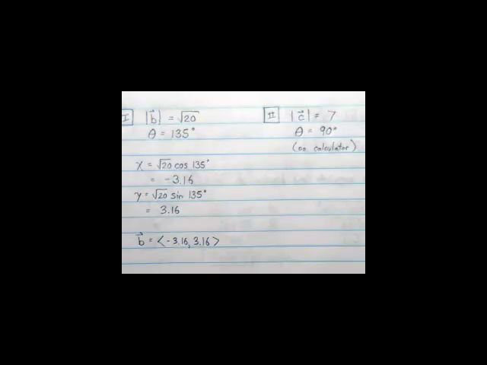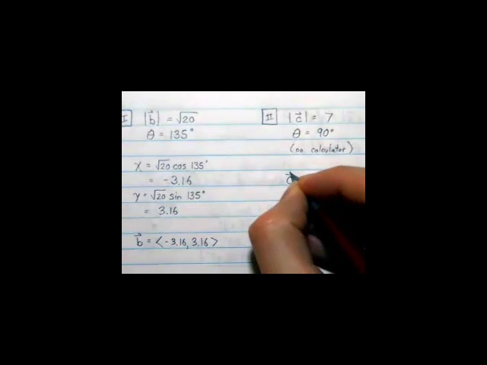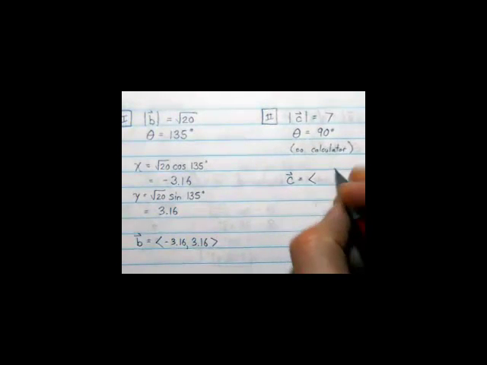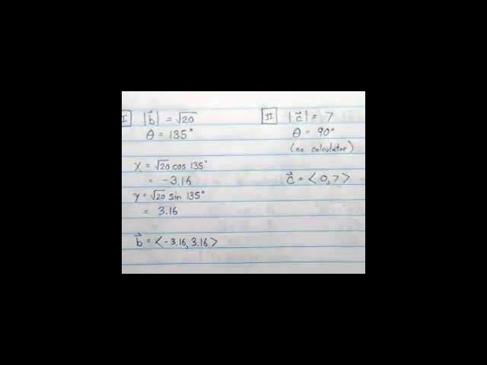0, positive 7, right? If it's pointing straight up, x is 0, y is 7. Done. 0, 7. Use the formulas, go for it. It'll still work. Quickly, it really makes it easy. 90 degrees is straight up.